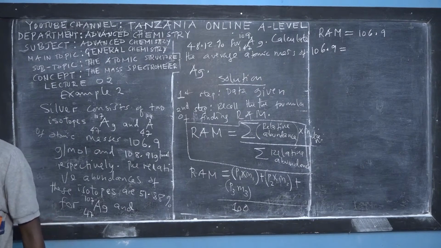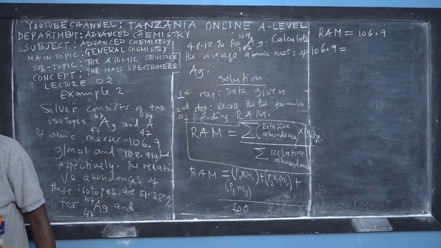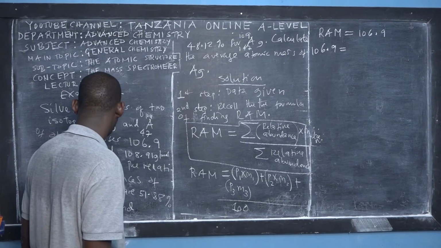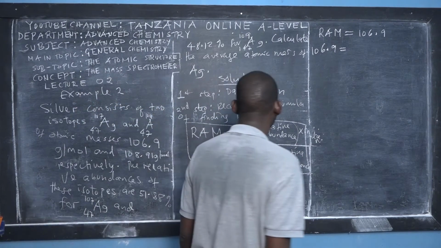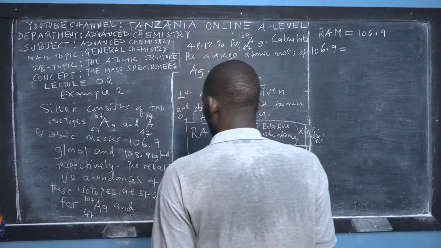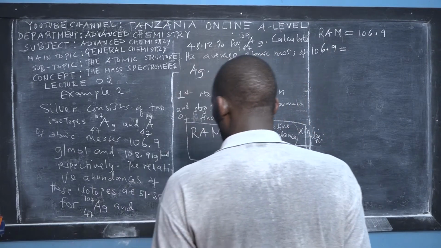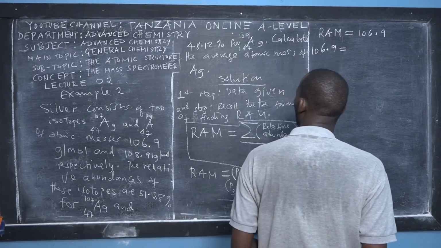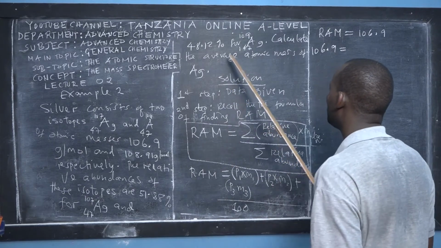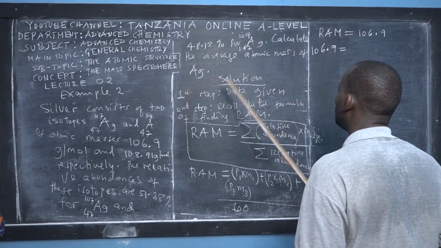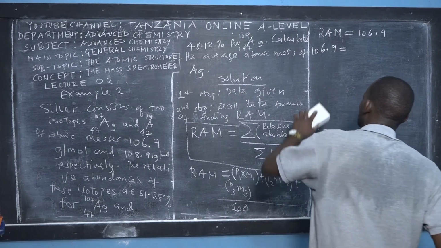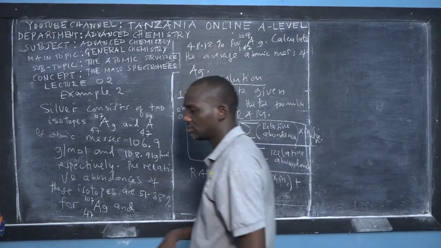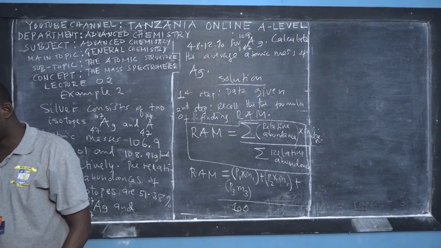Silver consists of two isotopes of atomic masses this and that, respectively. The relative abundances of the isotopes are 51.88% for the first isotope, and then this value for the other. Calculate the average atomic mass of silver. I'm sorry, we are not given the relative atomic mass. We are given something else.